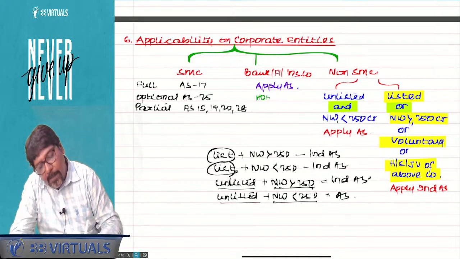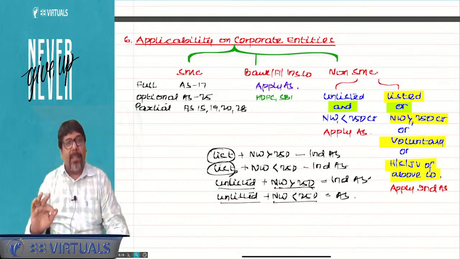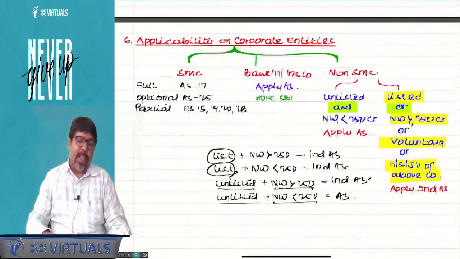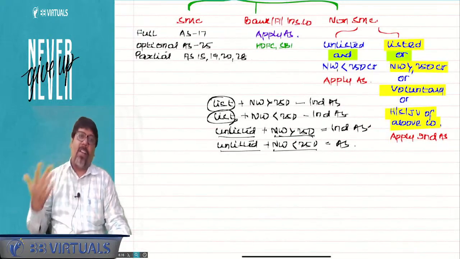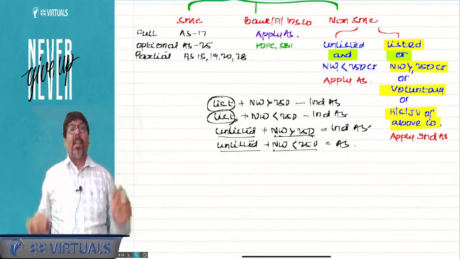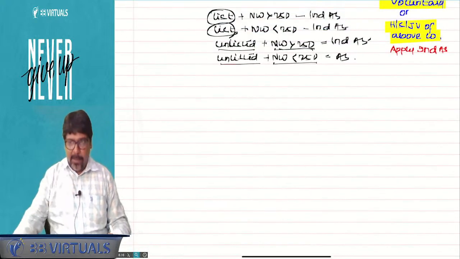HDFC, SBI, all are listed, but they will all apply Ind AS. Why? Because banks are in the corporate, and if they are non-corporate, they are in level 1. So whether corporate or non-corporate, bank, insurance, and financial institutions will always apply Ind AS. Understood? Yes or no? Yes. Now next.